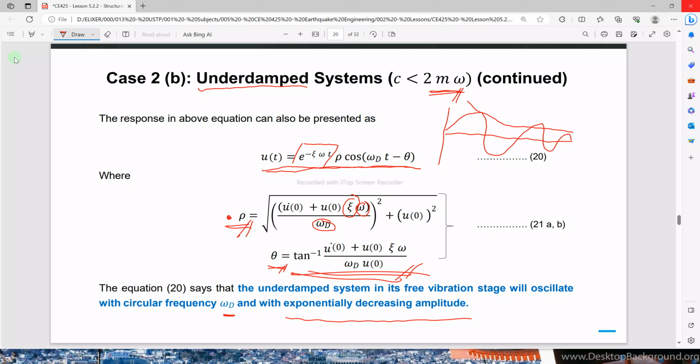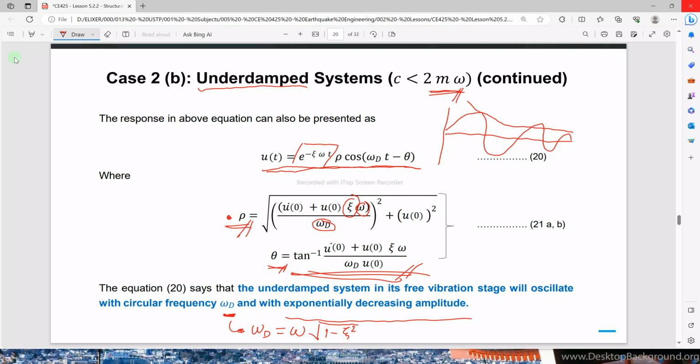So again, this is free vibration. There is no consideration for an added dynamic force. And then the structure, or the SDF system, is oscillating with a circular frequency omega d. Again, if you remember, omega d is just equal to omega times the square root of 1 minus xi squared, or the critical damping ratio squared.